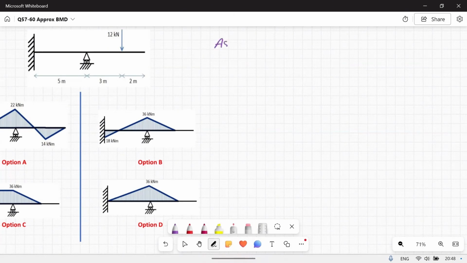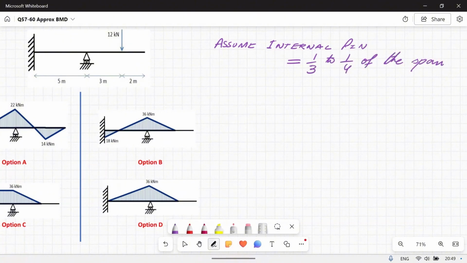Firstly, I will assume an internal pin at about 1/3 to 1/4 of the span. As in this case we have an overhang portion and loading is only applied at the overhang portion, so here I'm assuming the pin to be at 1/3 of the span. Span is 5, so 1/3 of 5 will give me 1.67 meters. And I will draw the drawing again.